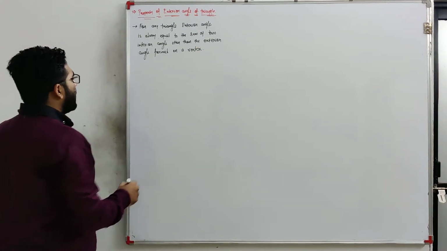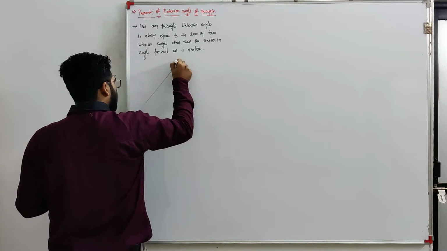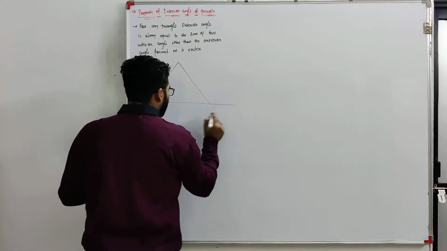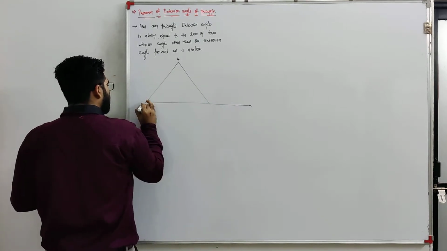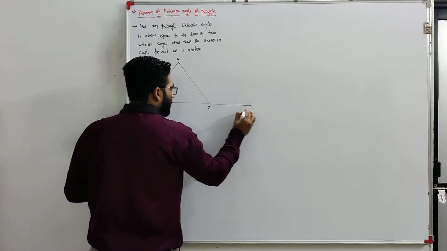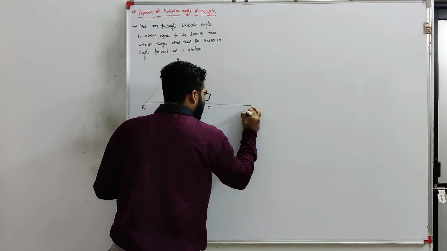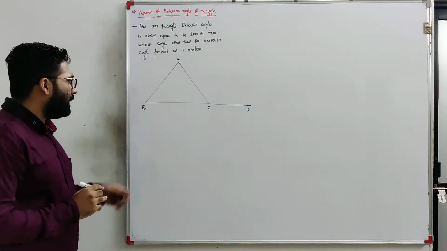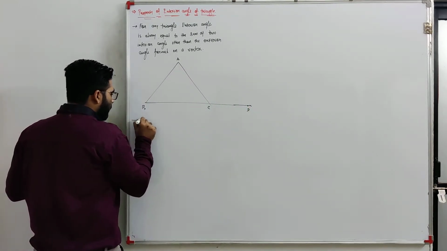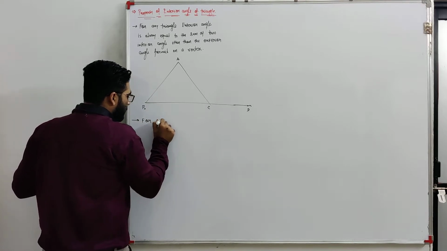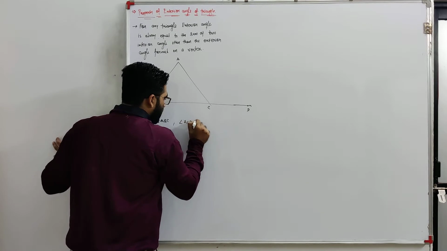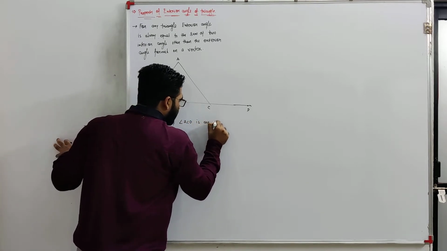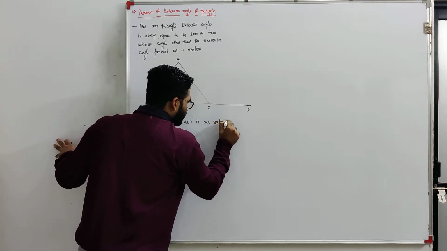It is somewhat complicated, but if we understand it in the form of a figure, then it is very easy for us. So this is the triangle ABC and this is D. Here I can say that for triangle ABC, angle ACD is an exterior angle.